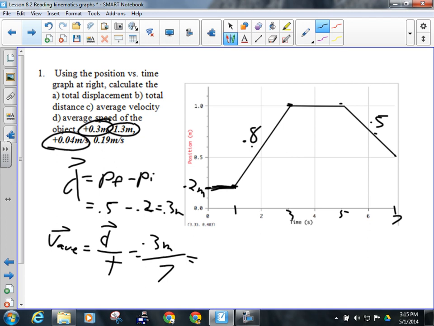And then the last thing, what's the speed of the object? Well, we just found the distance traveled, 1.3 meters. How long did that take? 7 seconds. So the distance over the time gives me the speed, so that's 1.3 over 7, and I get 0.19 meters per second.